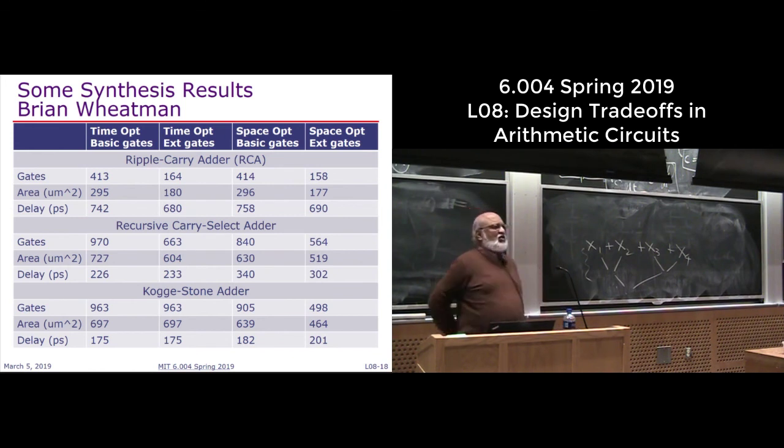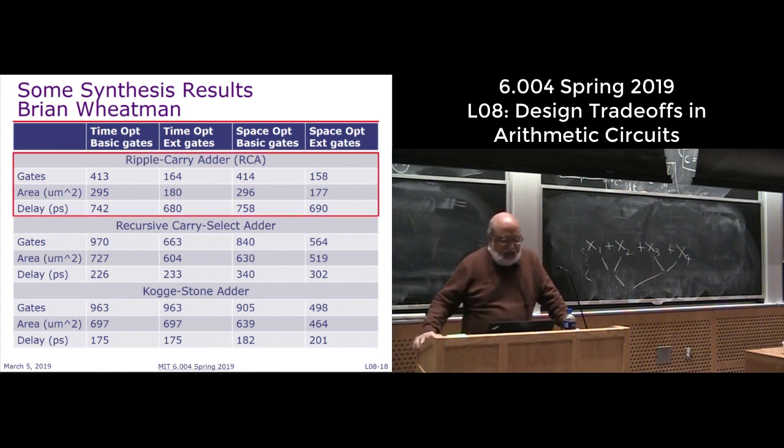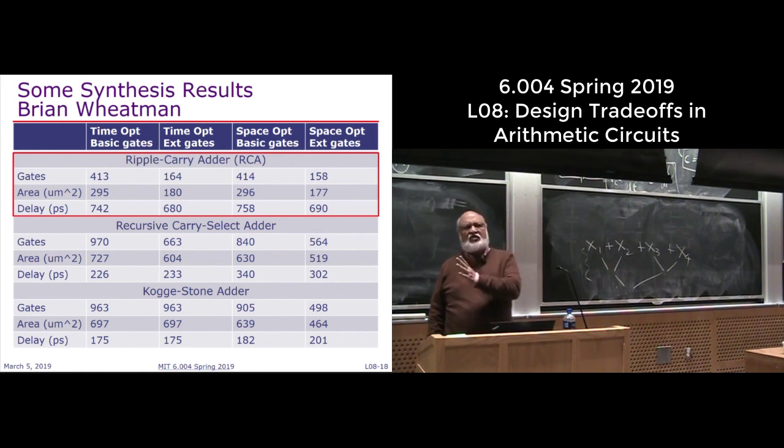But this is the slide I want you to focus on. So Brian Wheatman ran all these codes yesterday to produce this result. So let's first focus on the ripple carry adder, right? In synthesis, you can optimize for time or you can optimize for area. You can use a standard gate library or you can use an extended gate library. So for example, an extended gate library may include an exclusive OR. A standard gate library may not include an exclusive OR.